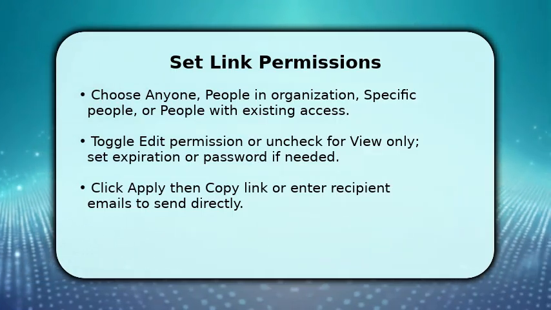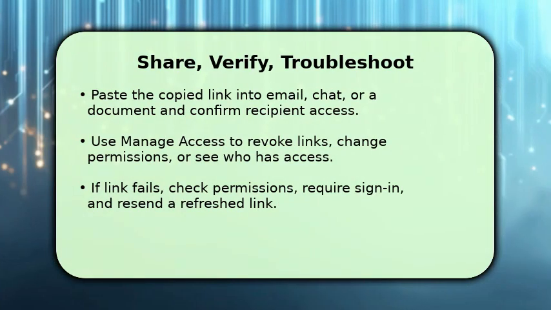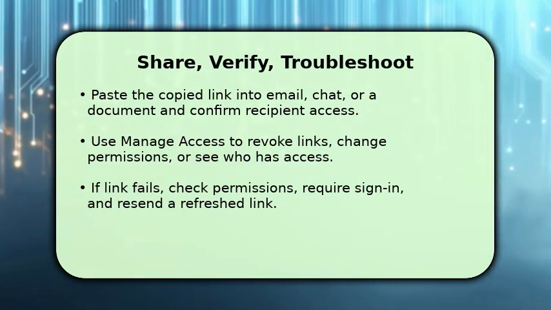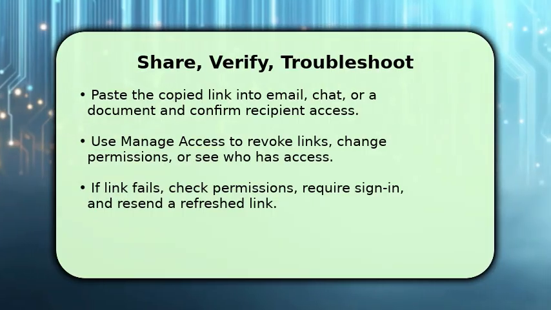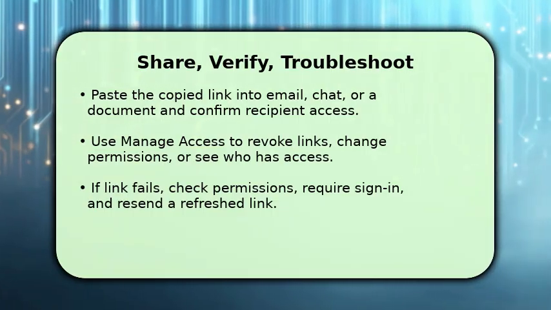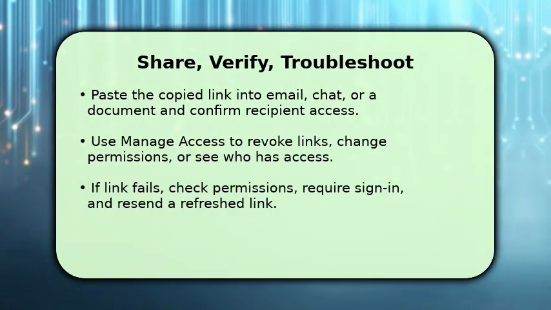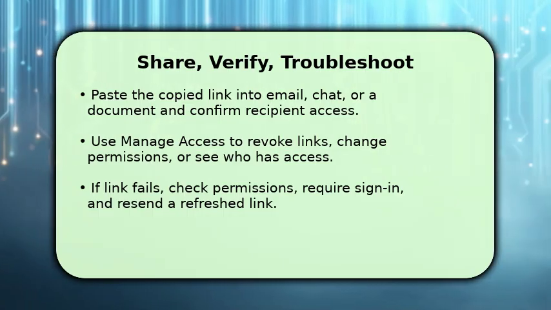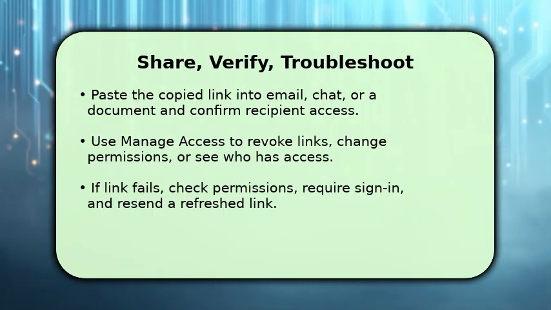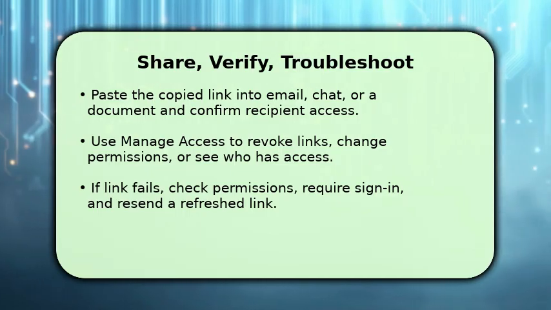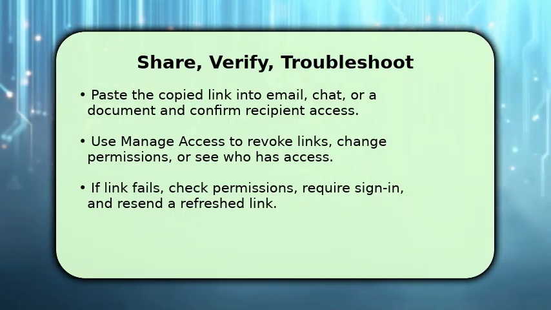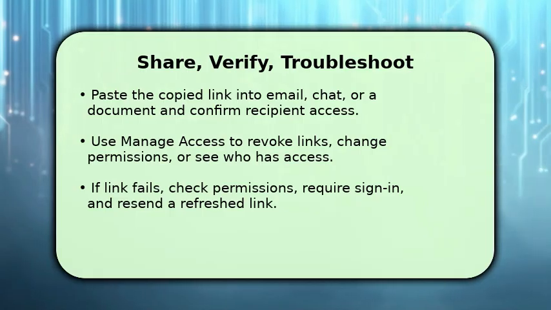Now paste the copied link into your email or chat and tell recipients to try it. Verifying access immediately prevents follow-up delays. If you need to change or revoke access later, select the item, open Manage Access, and adjust or remove links and permissions. Once done, make sure recipients sign in if required and clear caches if they see old behavior.